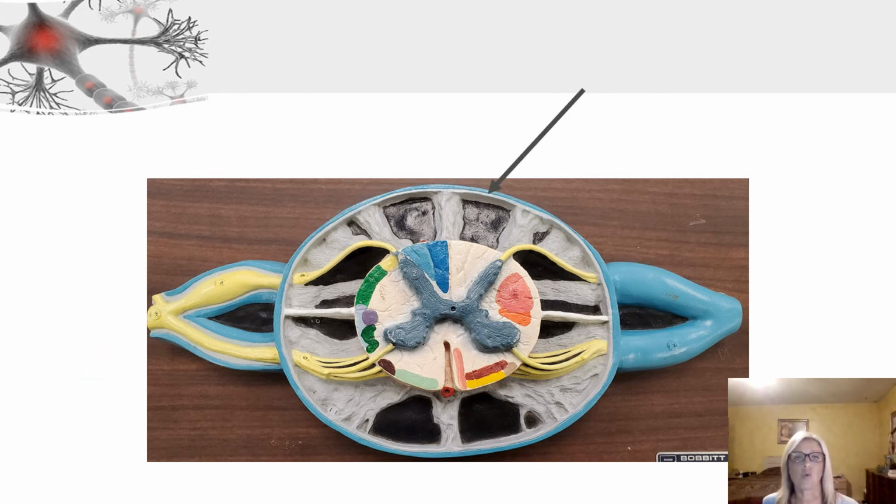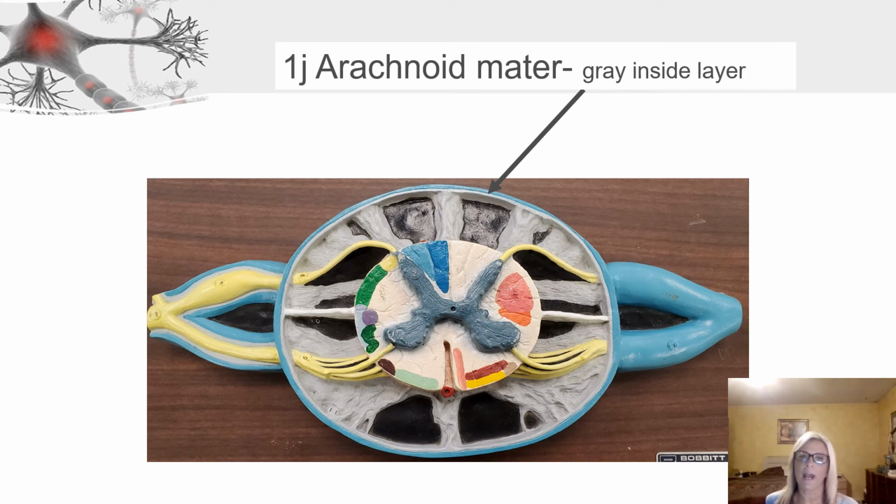Next, we have the arachnoid mater, which is the gray inside layer. It is the middle layer, and it gets its name because it somewhat has a spiderwebby appearance to it, which you don't see so well necessarily in the models, but it has a spiderwebby appearance to it. So when you are taking your exam on this, you need to pay close attention to where this arrow is pointing. Is it pointing to the blue layer or the gray layer? So DAP, dura, arachnoid, pia.